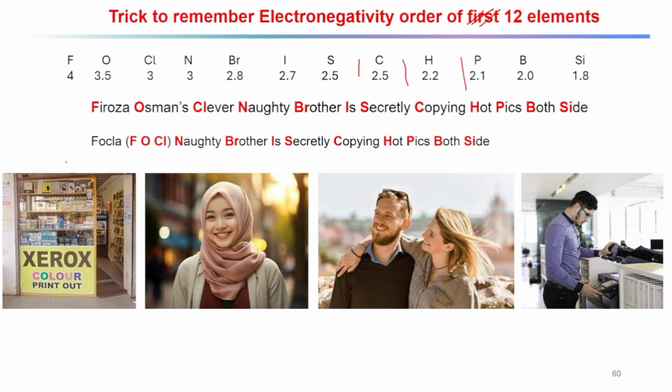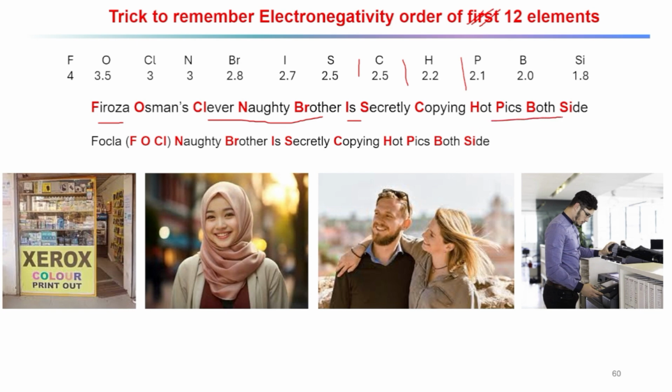So you have gone to a Xerox shop, and in the Xerox shop you have to make photocopies of some important documents, and then you saw that your friend Firoza Osman's brother is there, and he is secretly copying some photos of girls. So how can you remember? You can remember: Firoza Osman's clever naughty brother is secretly copying hot pics both sides.